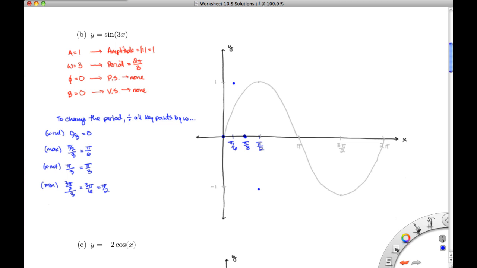And then lastly, to get our full cycle, we're going to put in our other x-intercept, which was at 2 pi, and we're going to divide that by 3, and that just won't reduce any further. That's just 2 pi over 3. So 2 pi over 3 is going to be right here.